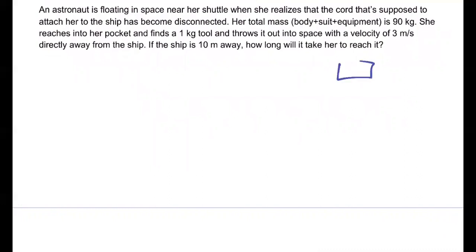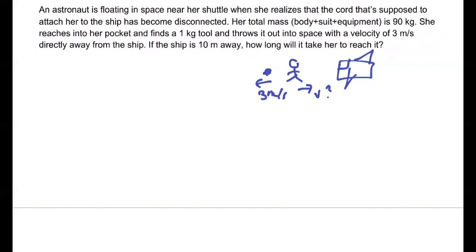So let's draw. Here's my lovely spaceship. Oh, isn't it beautiful? Here's my person out in space. Oh no. And she has her tool. Her tool is going 3 meters per second that way. Now we know due to Newton's third law, if she applies a force to the tool, the tool applies a force to her, which is going to cause her to go with some sort of velocity.